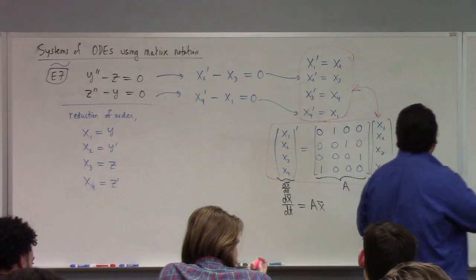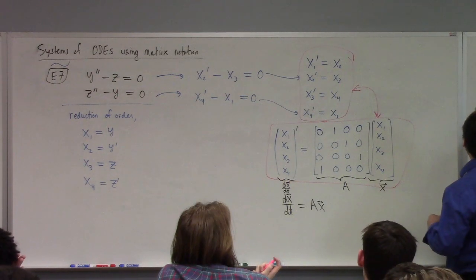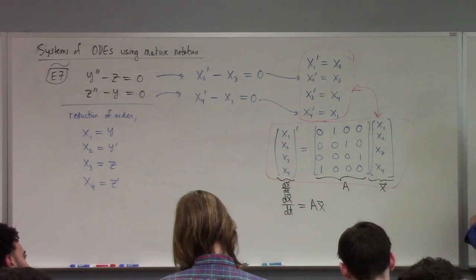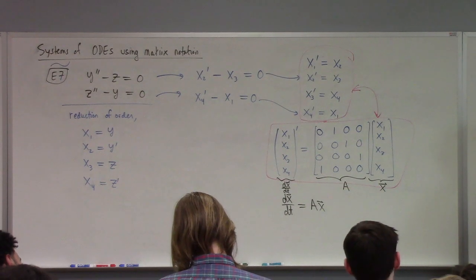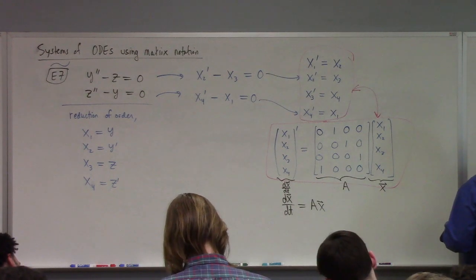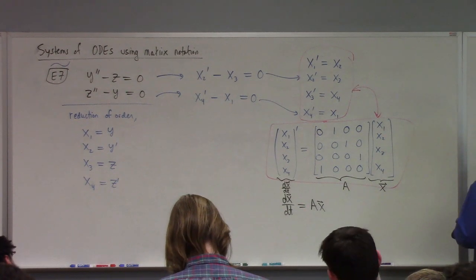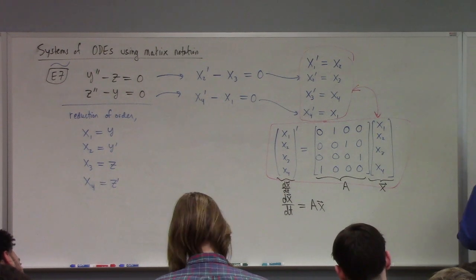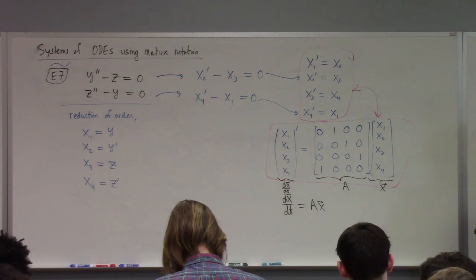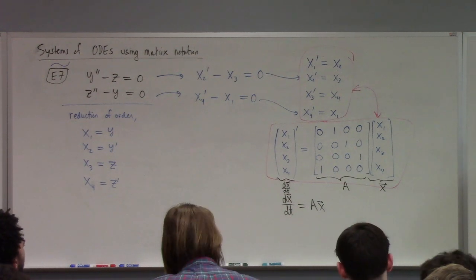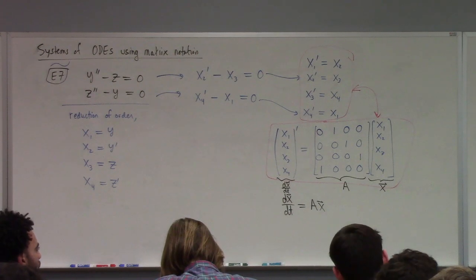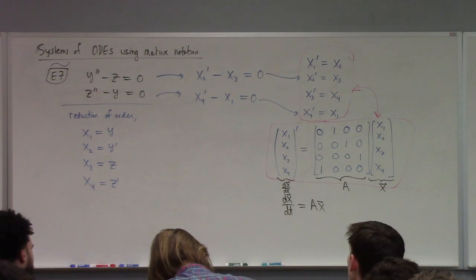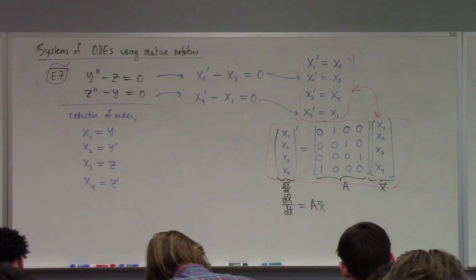Example 9. Suppose I have dx/dt equal to 3x minus 2y plus z, dy/dt equal to x plus y minus z, and dz/dt equal to 2x plus 3y, like that. Let us rewrite this system of differential equations as a matrix differential equation.